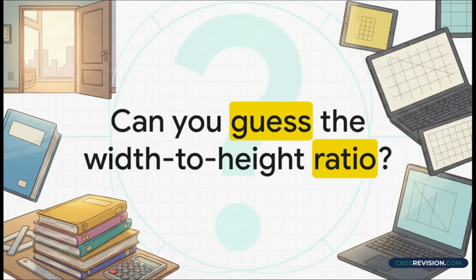Before we wrap up this explainer, I want you to try something fun. Look around the room you are sitting in right now. Find a rectangular window, or maybe a door. What do you think its width to height ratio is? Do you think the shape of that door is proportional to the shape of the math textbook sitting on your desk? Think about it. Maybe grab a ruler and measure it yourself.